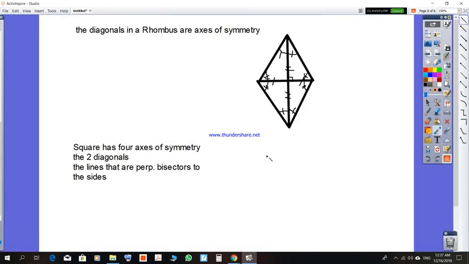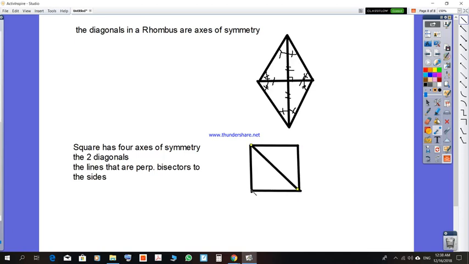So we can say that the parallelogram has a center of symmetry, which is the meeting point of the diagonals. The rectangle has two axes of symmetry, which are the lines perpendicular bisectors to the sides. The rhombus also has two axes of symmetry, which are the diagonals. But the square has four axes of symmetry.